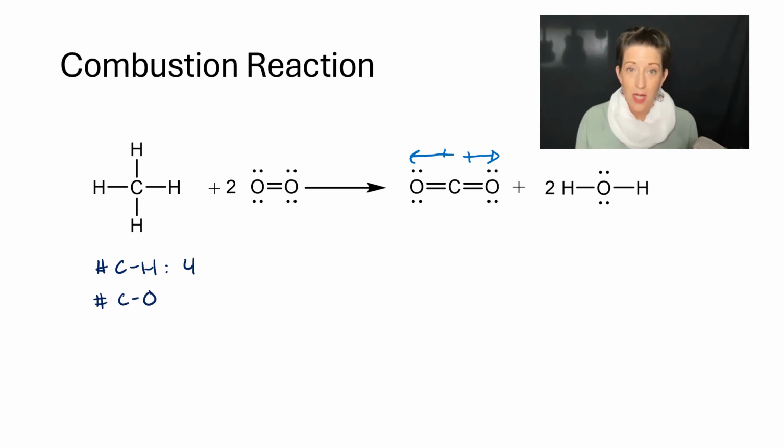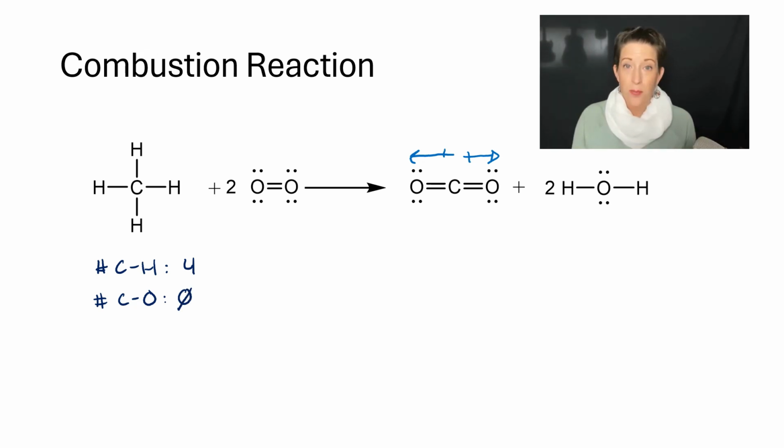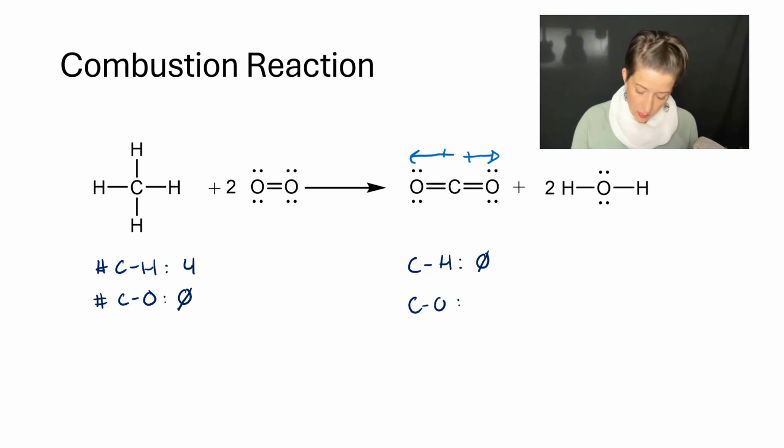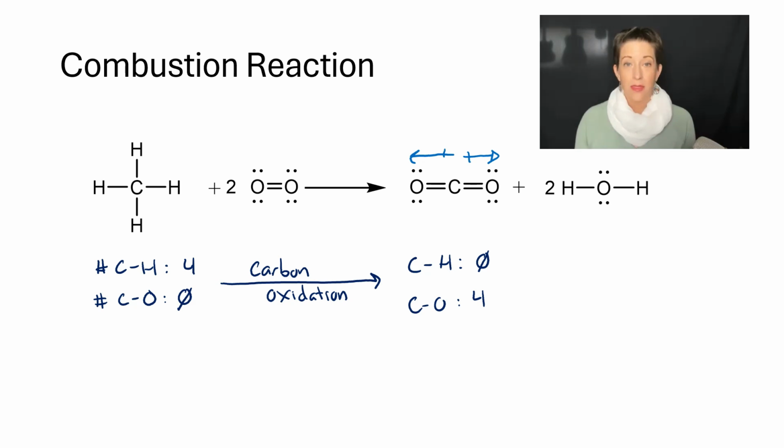Then we want to look at the carbon-oxygen bonds. In methane, there are 0. Looking at the carbon on the product side, there are no more carbon-hydrogen bonds, and our carbon-oxygen bonds went up to 4. So as methane was reacting with oxygen through the process of combustion, what we see is that carbon undergoes oxidation. That is what we need you to be able to do with redox reactions in our organic course.